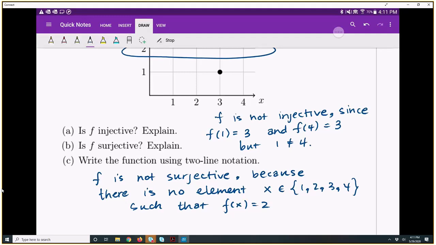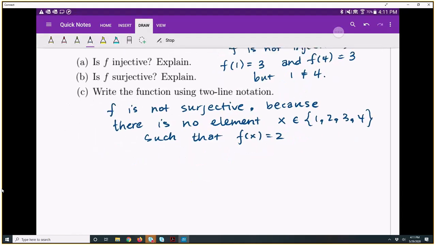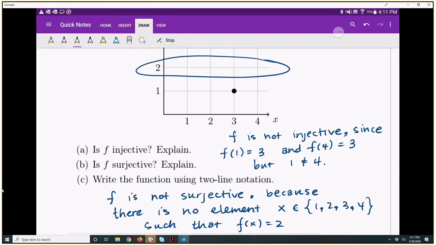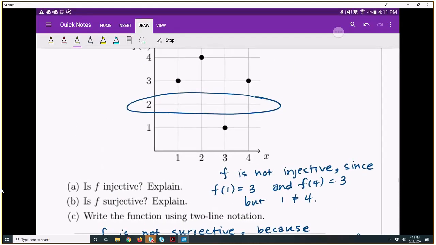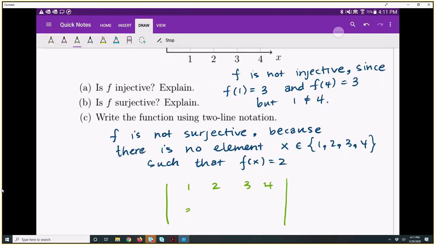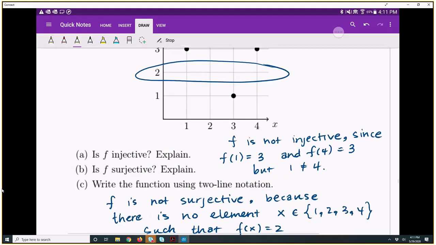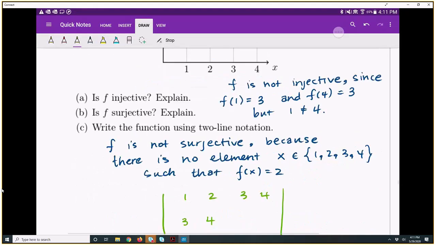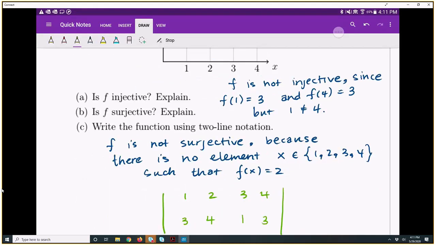And then we'll write the two-line notation. So again, I write the elements in my domain, 1, 2, 3, 4, across the top, and I just have to see where they're mapped. 1 maps to 3, 2 maps to 4, 3 maps to 1, 4 maps to 3. So this is my two-line notation for the function.